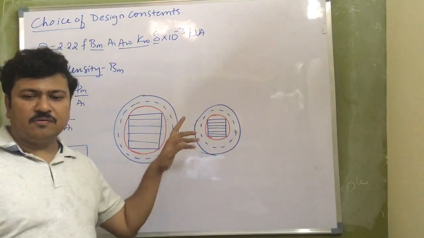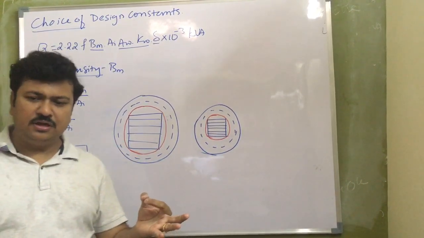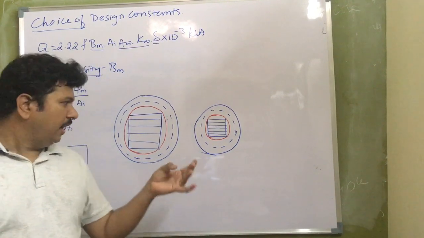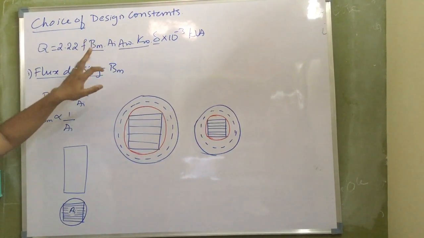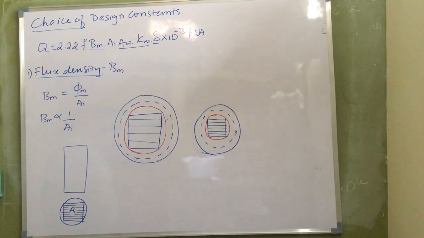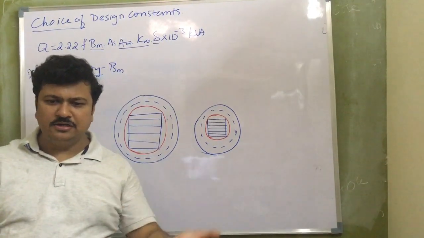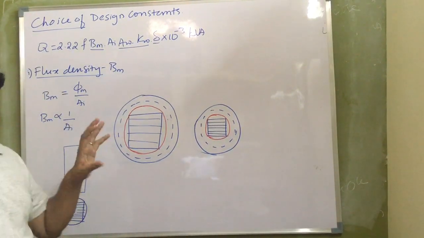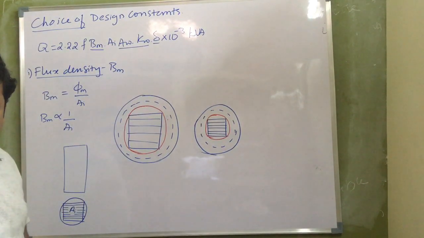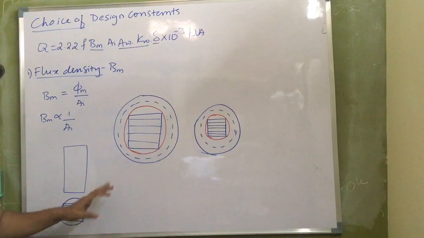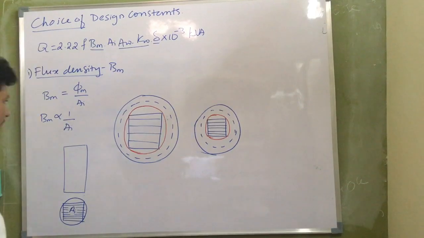But the large length of copper is being saved, which is saving in size, saving in weight, saving in cost, and also for a larger value of BM, my output can also increase if I keep the other things constant. I can get an additional output, but it will come with certain disadvantages. If I choose a large value of flux density, no doubt there is a large saving in the copper, there is a large saving in the iron also, because the area of iron is decreased.